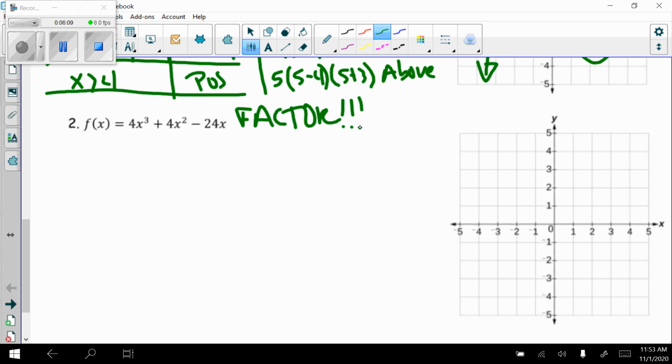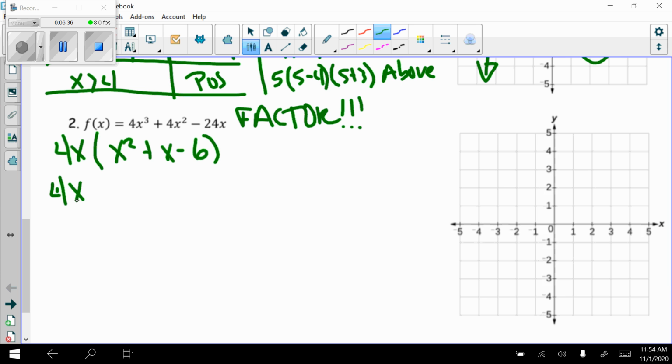In order to factor this, first let's look for a GCF, the greatest common factor. I noticed that I could take a 4 out of everything as well as an x, so factor out a 4x. Now I am left with x squared plus x minus 6. That looks like a nice, easy trinomial to factor.